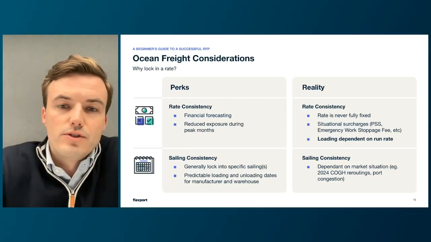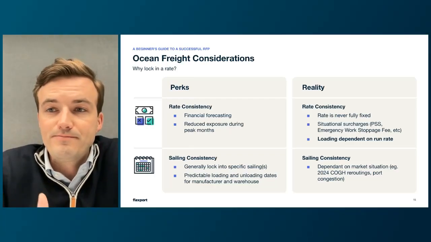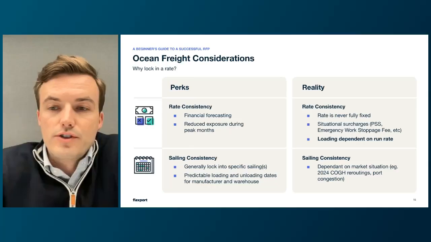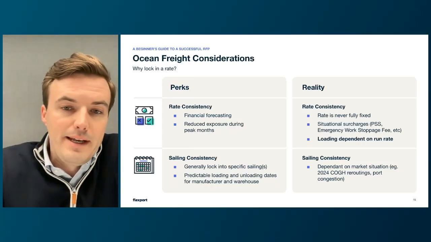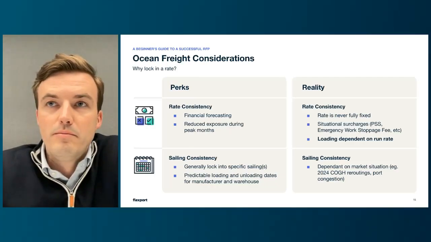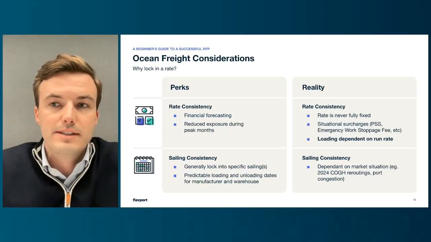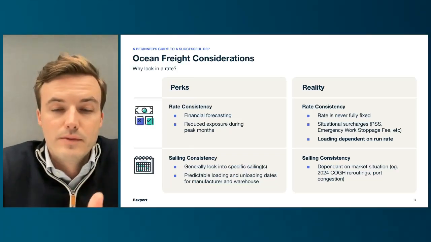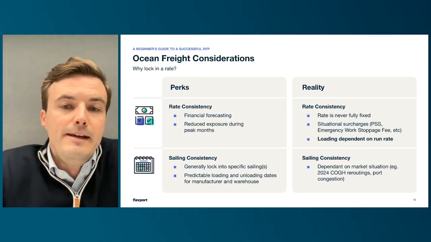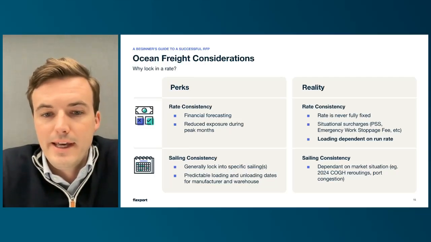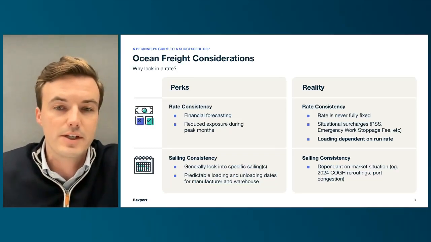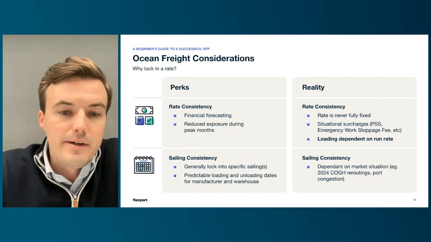You also have situational surcharges, so things like peak season surcharge. This year we saw emergency work stoppage surcharges. These are surcharges that may or may not happen in a given year, but when they do happen, they can be multiple hundred to multiple thousands of dollars, and so they have a significant impact on your ability to forecast your finances for your freight. So it is very important to understand that just because you are locking in a rate does not mean that that is going to be a perfect representation of your budget for that product for the year.